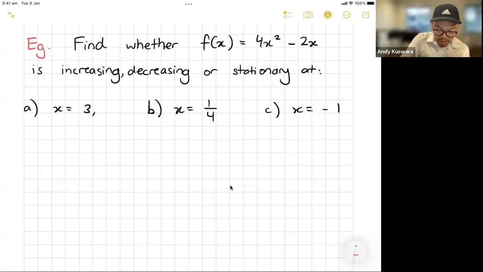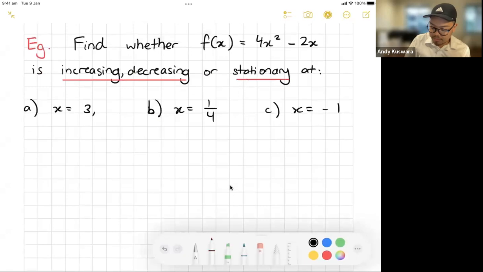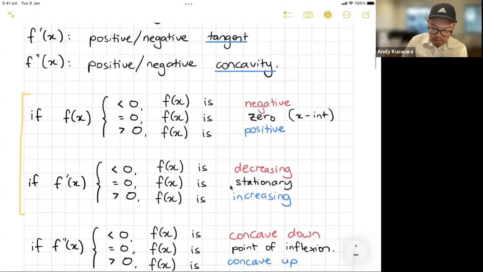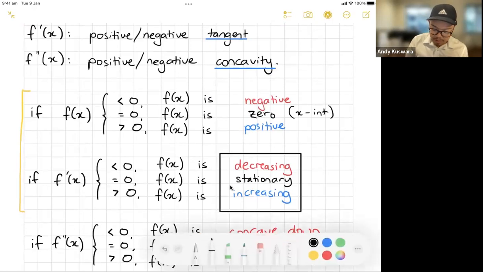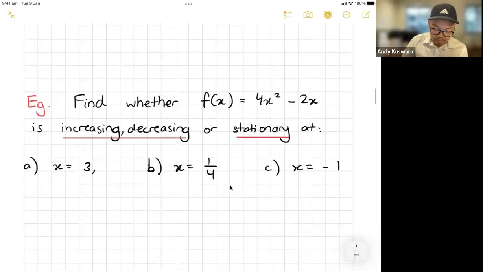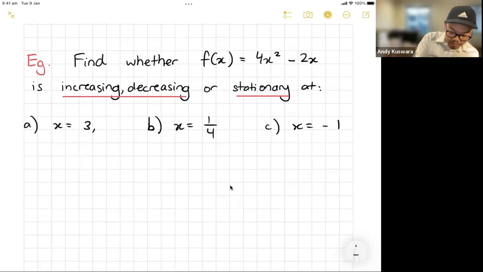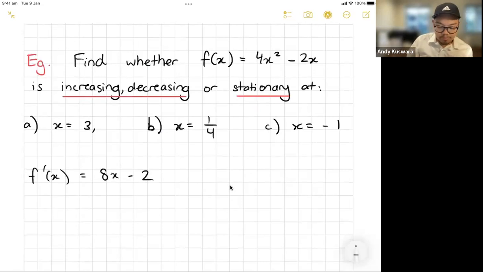Okay, now looking at these words here, these are definitely talking about the first derivative. I'm not talking about positive or negative. I'm talking about increasing, decreasing, or stationary. Just as a quick reminder, we're talking about our first derivative. Okay, so here's what I'm going to do. First things first, I'm going to do my derivative. And deriving my f(x), I should get 8x minus 2.